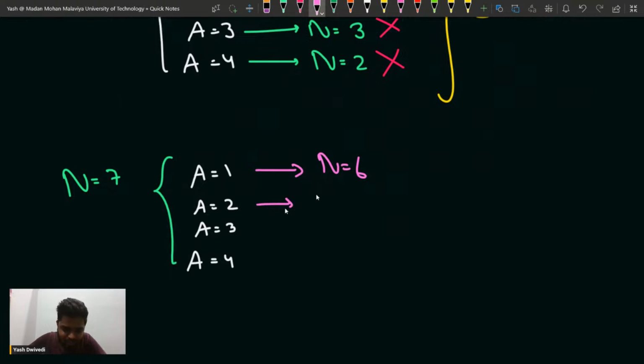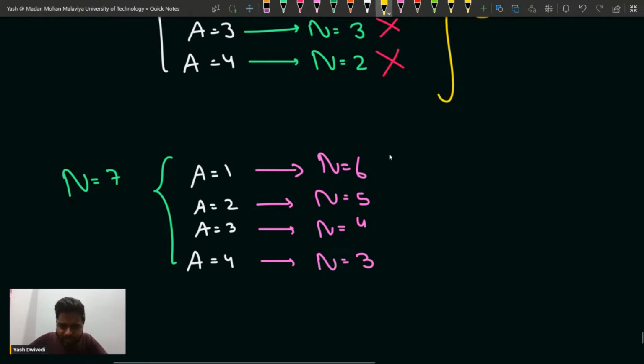If A takes two matchsticks, then n is going to become what? I think 5. If A takes three matchsticks, then n is going to become what? You can see n is going to become 4. If A takes four matchsticks, then n is going to become what? I think 3. Okay, so this is what B is going to get.